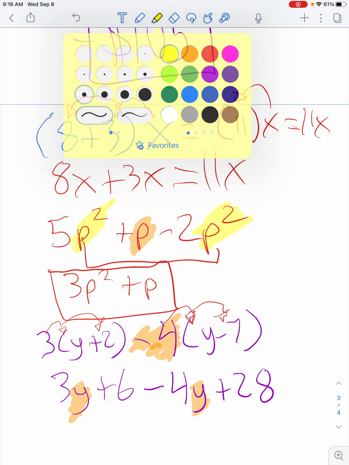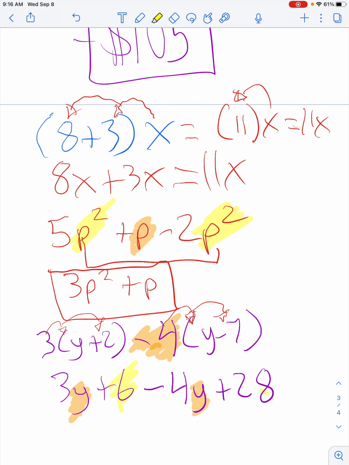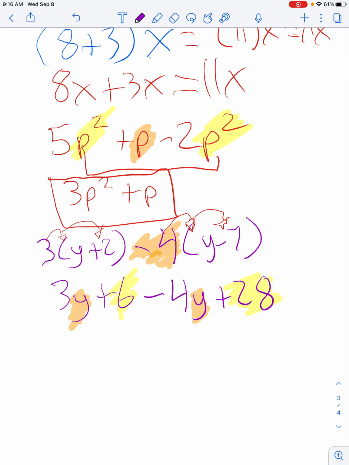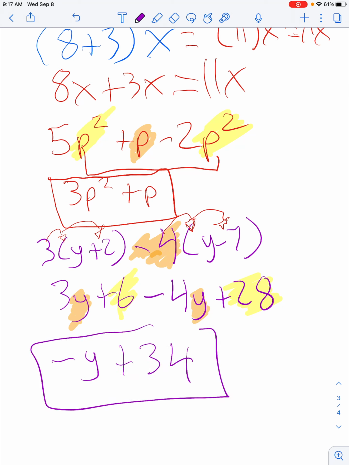So if I'm talking like terms, I've got a y and I've got a y. And then if I don't have a variable, I call it a constant, but I can combine my constants. So if I look at this, I see 3y subtract 4y. That's going to be negative 1y. You don't necessarily need the 1, okay? So you could just say negative y. Either way works. And 6 plus 28 is 34. Negative y plus 34.